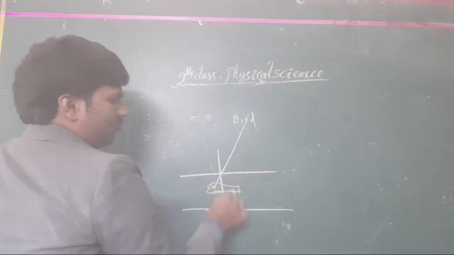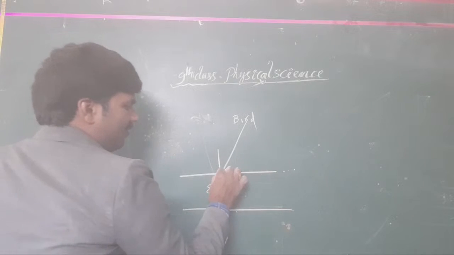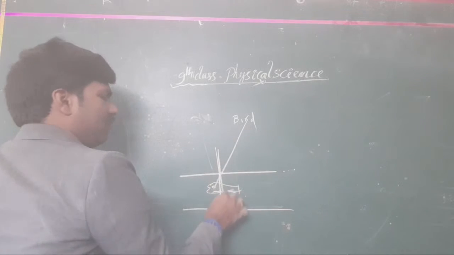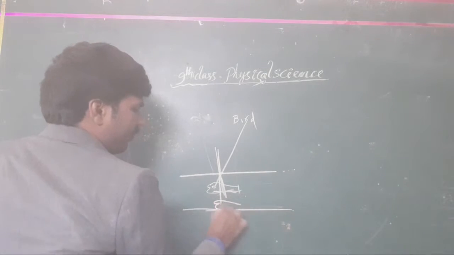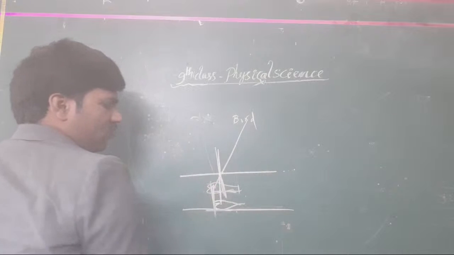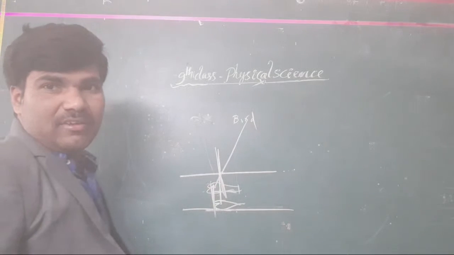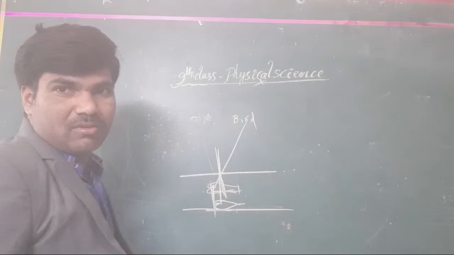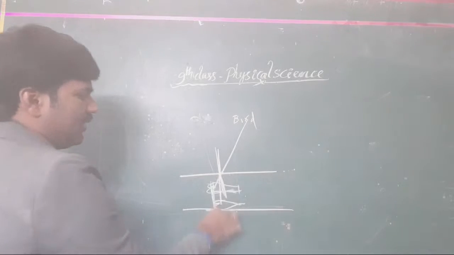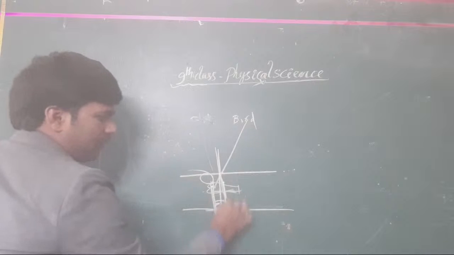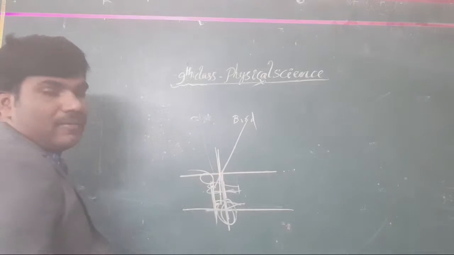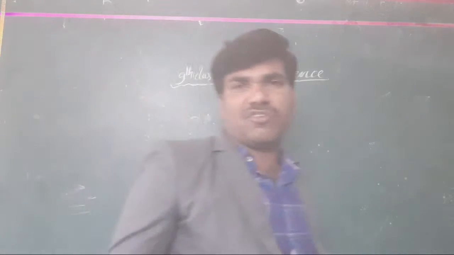Okay, now if you draw the normal, it is the denser medium. Yes, it appears here only, not here. This is what is called a vertical shift. Okay, clear or not? Yes, it is a vertical shift. Actually the position is at where? Here, but it appears at where? Here. That is what is called a vertical shift.